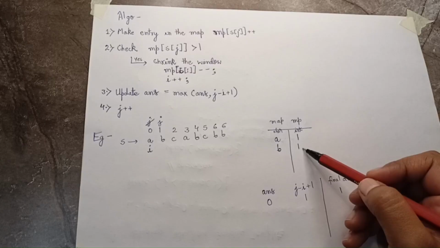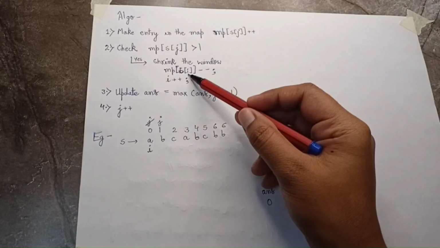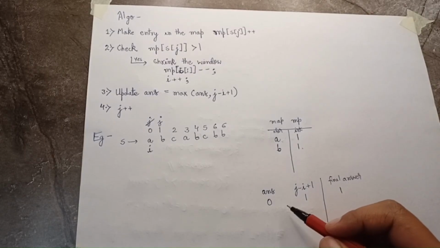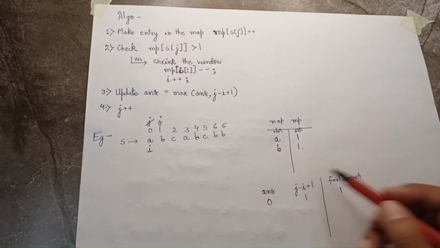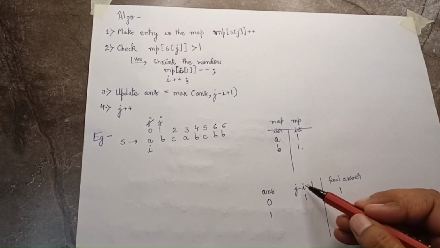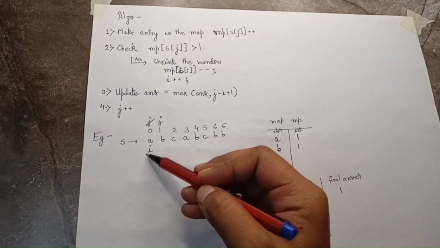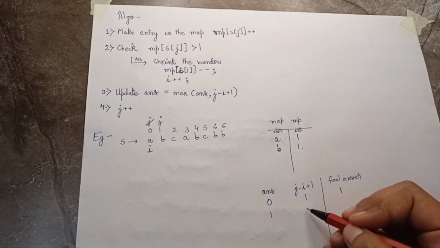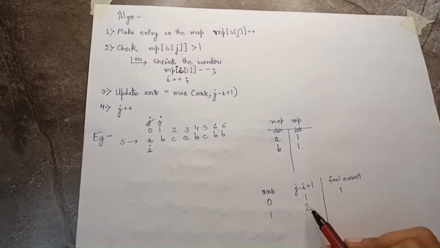Got it? Okay. Next, we'll check whether the entry is greater than 1. No, it is not. So we have unique elements only. So there is no need of shrinking the window. So simply we'll update the answer. As of now, the answer was 1. Now j minus i: 1 minus 0 is 1, plus 1, that's 2. Maximum of 1 and 2 is 2.